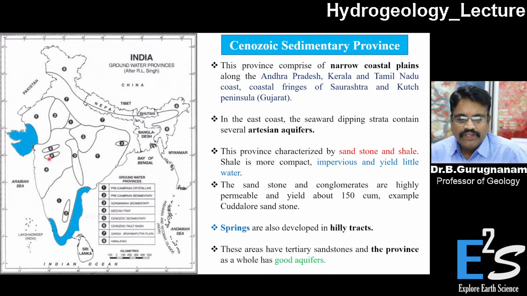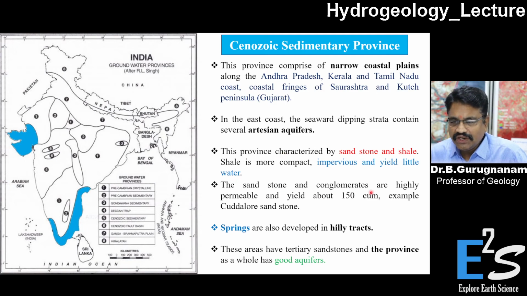And the Cenozoic sedimentary province is in Tamil Nadu and Kerala as well as in Gujarat, Andhra, and the coastal fringes of Saurashtra and the Kutch peninsula. In the east coast, the seaward dipping strata contain several artesian aquifers. This province is characterized by sandstone and shale. Shale is more compact, impervious and yields little water.